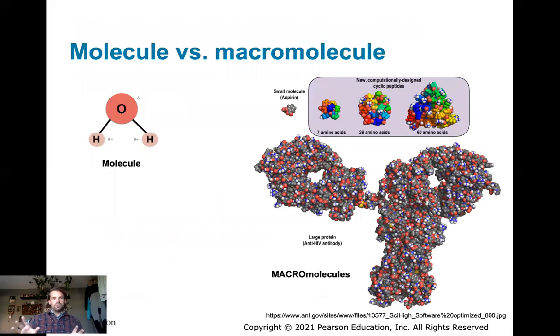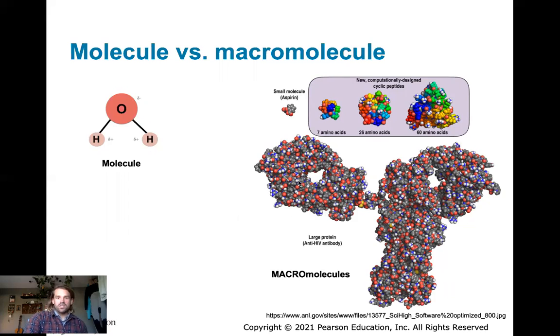So putting this into picture form here, here's a molecule of water. We talked about that. And then here's increasing size of molecules. Here's still a fairly small molecule. This is aspirin. Now here are progressively larger proteins. This one has 7 amino acids. So amino acids have multiple elements in them each. So already we're talking about a larger scale. 7 amino acids, 26, 60. Here's an antibody, anti-HIV antibody, that has thousands and thousands of amino acids.